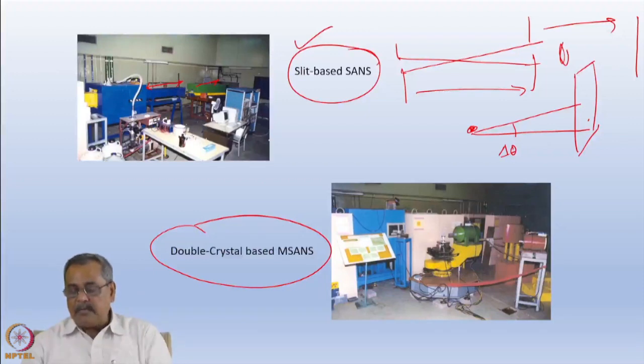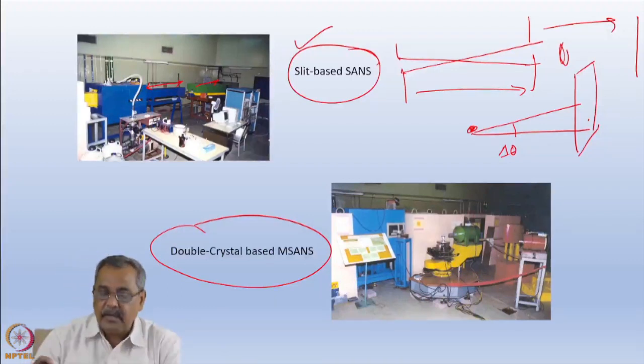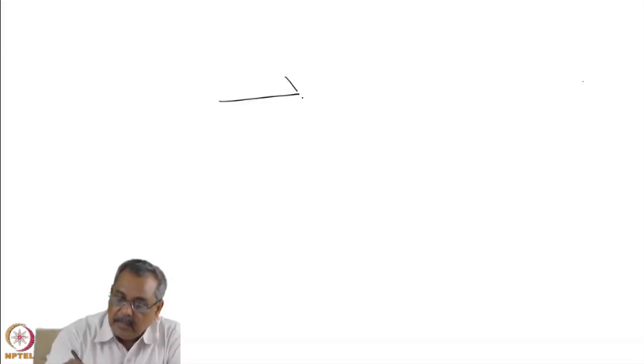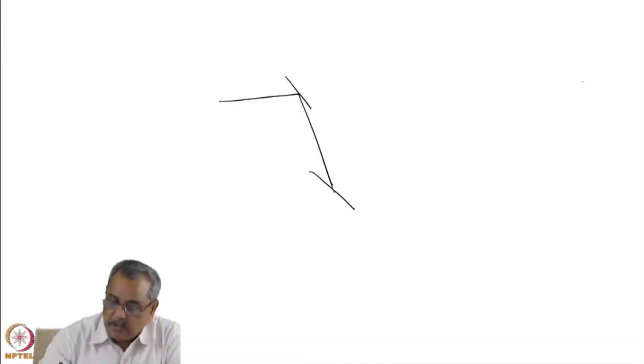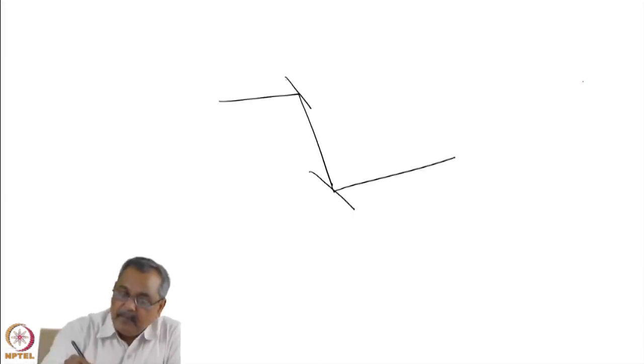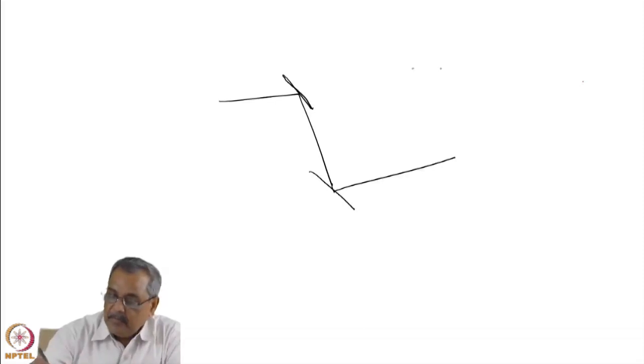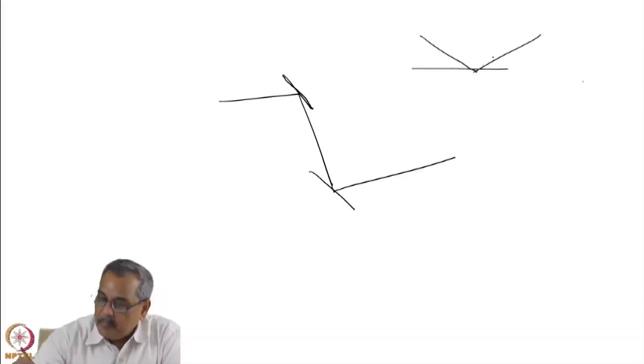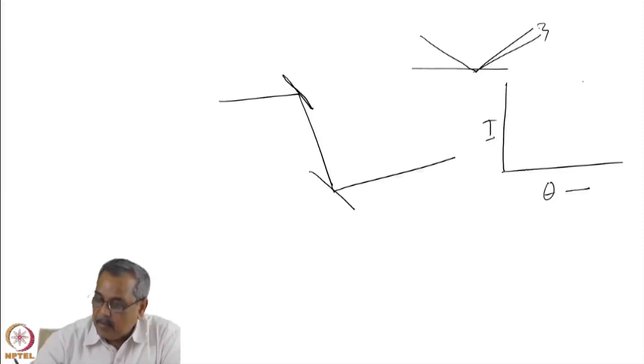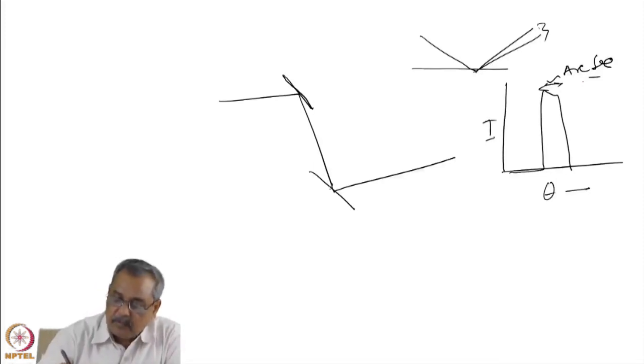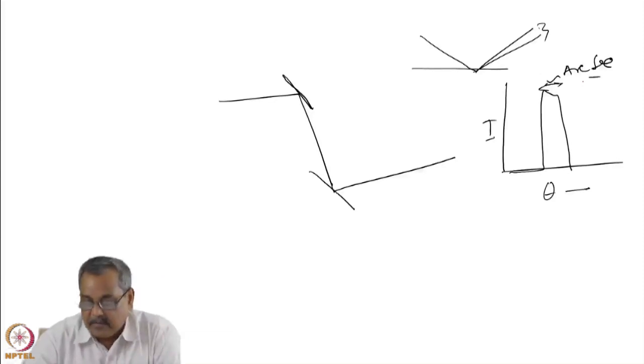Also, we have something called the double crystal-based, we call it MSANS, medium resolution SANS, where we have two perfect silicon crystals in parallel geometry. Now please understand that a perfect single crystal gives a beam width which is known as the Darwin width. If I plot intensity versus angle for a Bragg angle, it typically looks like this, which is a few arc seconds. A beam of this width falls on the second crystal.